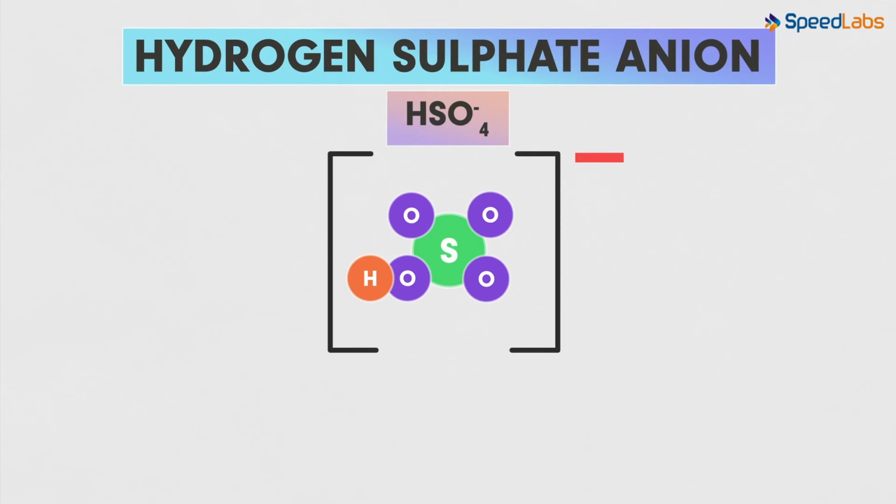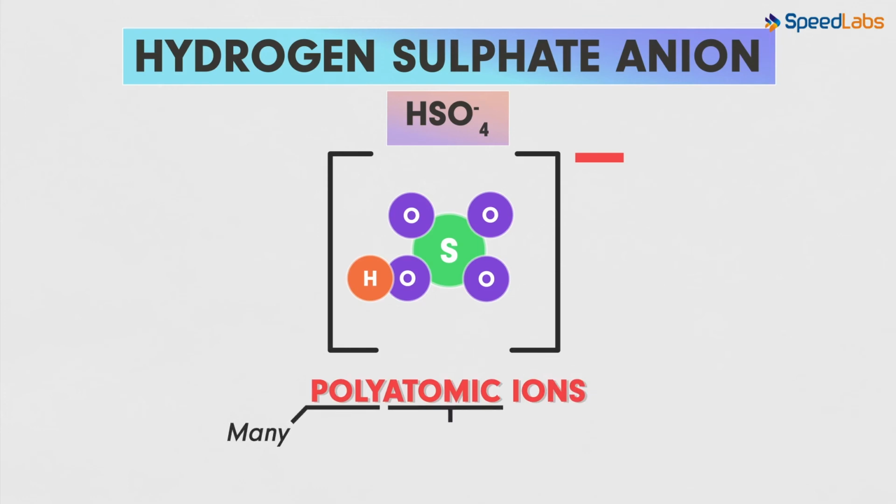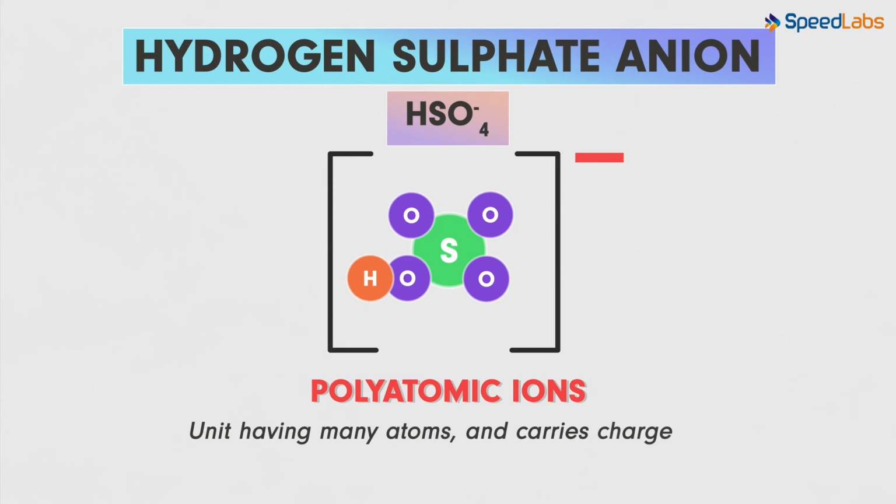Such groups of atoms that carry a charge on them are addressed as polyatomic ions. As the name suggests, poly is many, atomic means made up of atoms and ions means charged. So it is a unit having many atoms and carries charge. It can be positive or negative but not neutral. This was about molecules that form compounds.